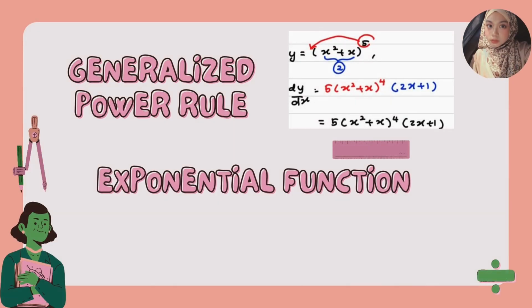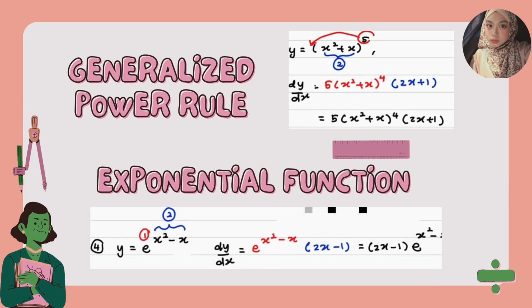Now let's look at the generalized power rule and exponential function. Let's look at the generalized power rule first. This rule is used when we have a function raised to a power. So as we can see here, y is equal to (x squared plus x) to the power of 5. The power of 5 is brought to the front so that dy over dx is equal to 5(x squared plus x) to the power of 4, multiplied by (2x plus 1). After that, it will be equal to 5(x squared plus x) to the power of 4 times (2x plus 1).